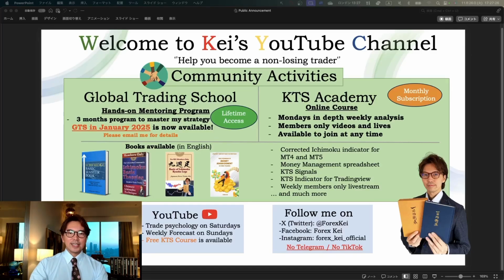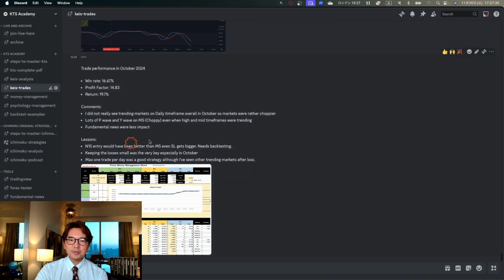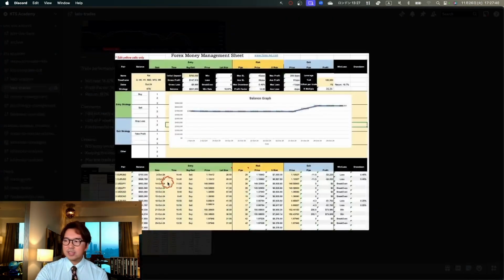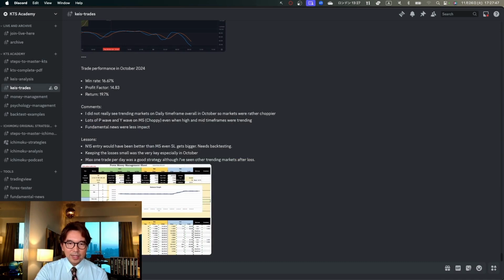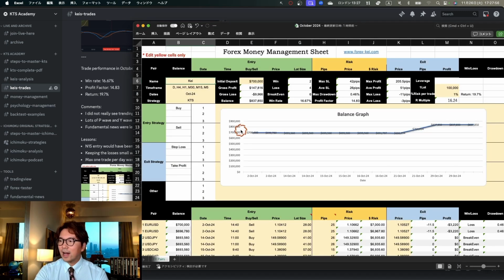So now let me switch the screen. Let me also go to the Discord group. Here in the Discord group, I share my trades, and this is my monthly performance. But let me open the Excel spreadsheet because some of the performance is a bit cut off by my window. So let me open the Excel file.